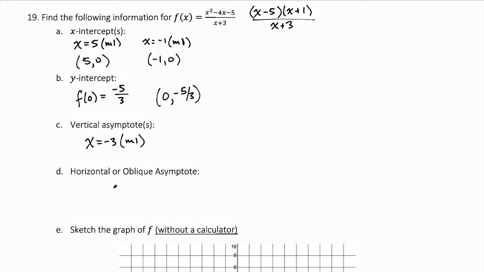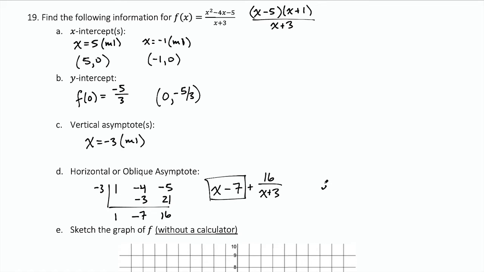So I'll go ahead and do synthetic division here. Our numerator coefficients are 1, negative 4, and negative 5. And dividing by x plus 3, which has a zero of negative 3. Bring the 1 down, multiply by negative 3, add, multiply, and add. And so this tells us our quotient is x minus 7, and then our remainder is 16. For the oblique asymptote, it's just that quotient. So we have y equals x minus 7 for our oblique asymptote.